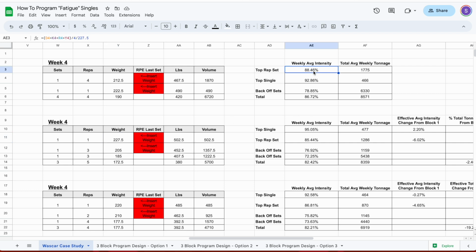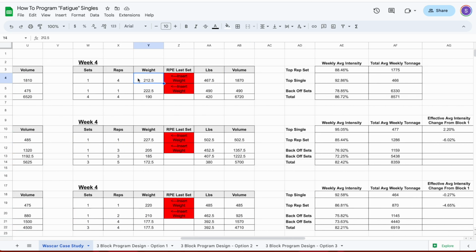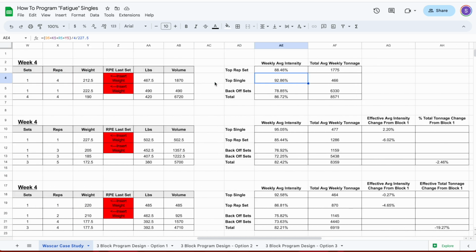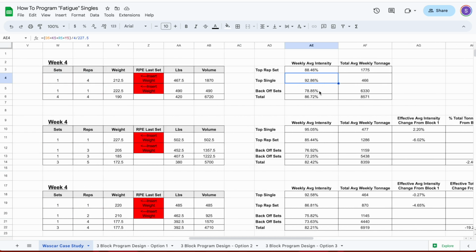So I'm using that. So his average intensity of his top rep set was 88.46%. So he was, if I'm taking all 4 top rep sets. If I'm taking the single, he was at 92.86%. And if we're taking the back off sets, the 4x4s, he was on average 78.85%.